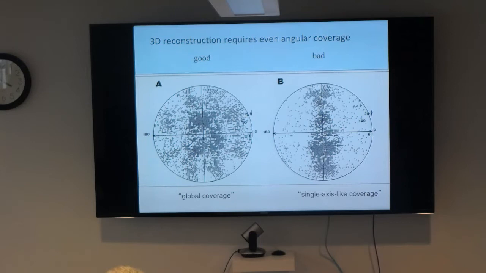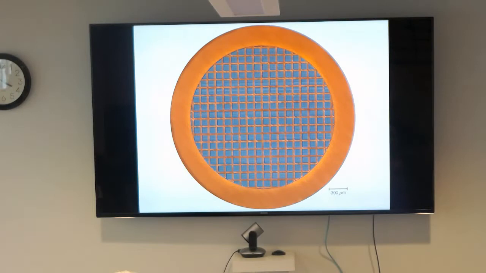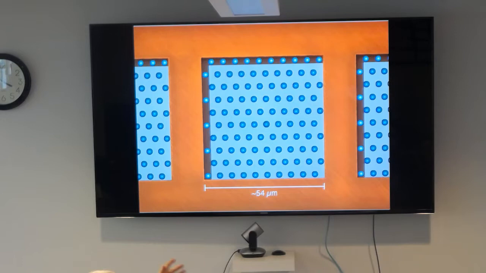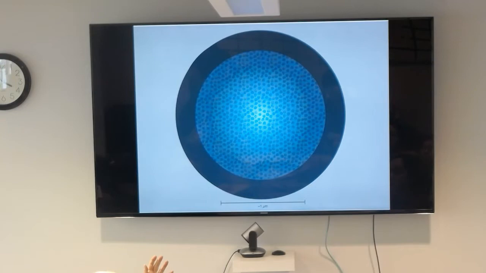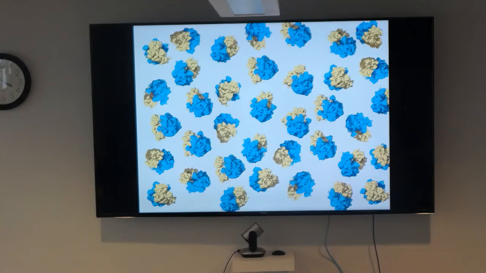Okay, and I have this very nice illustration of a sample on a grid. It was done by a graduate student of mine. So here's the copper grid that's covered with one of these hole foils in regular intervals. And here we see an individual hole. This is where the molecules are. And the molecules, you have to imagine, are all moving under the thermal environment. And so there's normally not one conformation, but a variety of conformations.